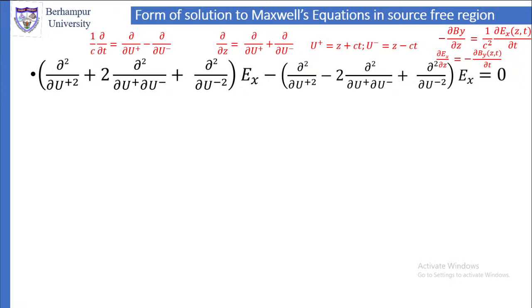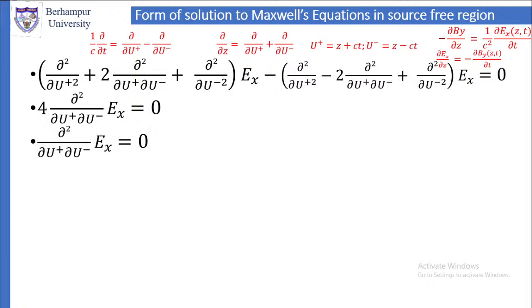Then in the first bracketed term we have 2 ∂²/∂u₊∂u₋. In the second bracketed term we have minus 2 ∂²/∂u₊∂u₋, and that is preceded by a minus, so minus minus is plus. So ultimately we will get 4 ∂²/∂u₊∂u₋ ψ is equal to 0. Since 4 is non-zero, that gives us ∂²/∂u₊∂u₋ operating on ψ is equal to 0.